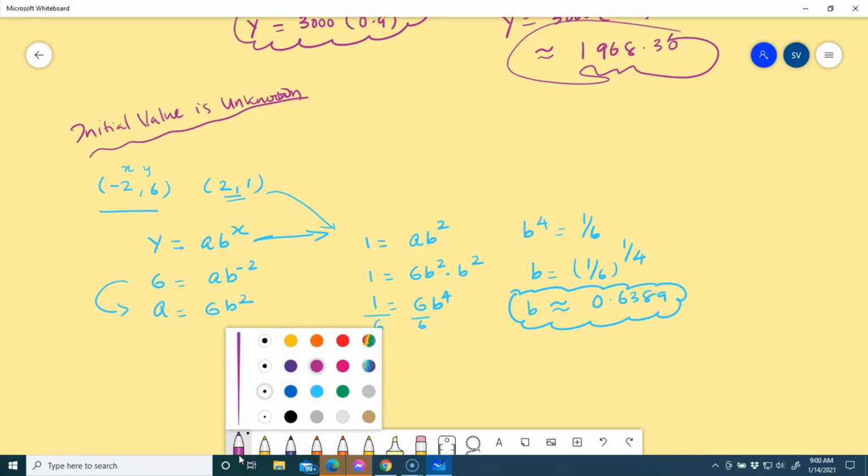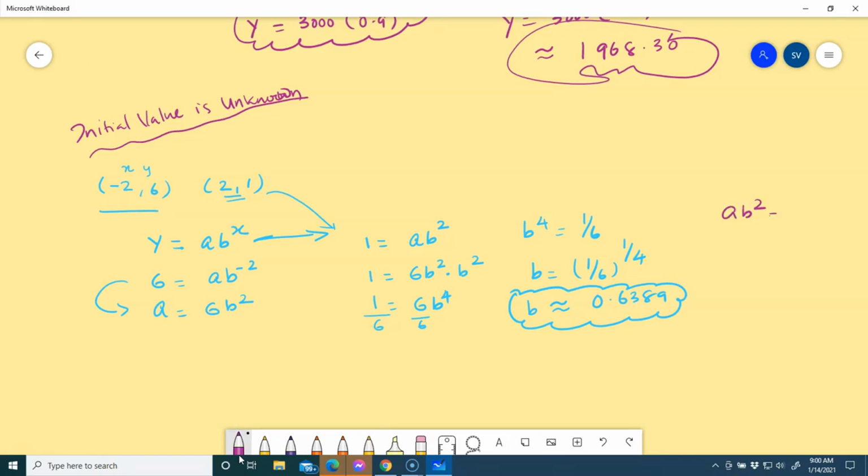So now we need a. How can we find that a? You have the equation a b square is equal to 1. So from this, a is equal to 1 by b square. That is 1 by 0.6389, which is approximately equal to 2.4492. So this is the value of a.